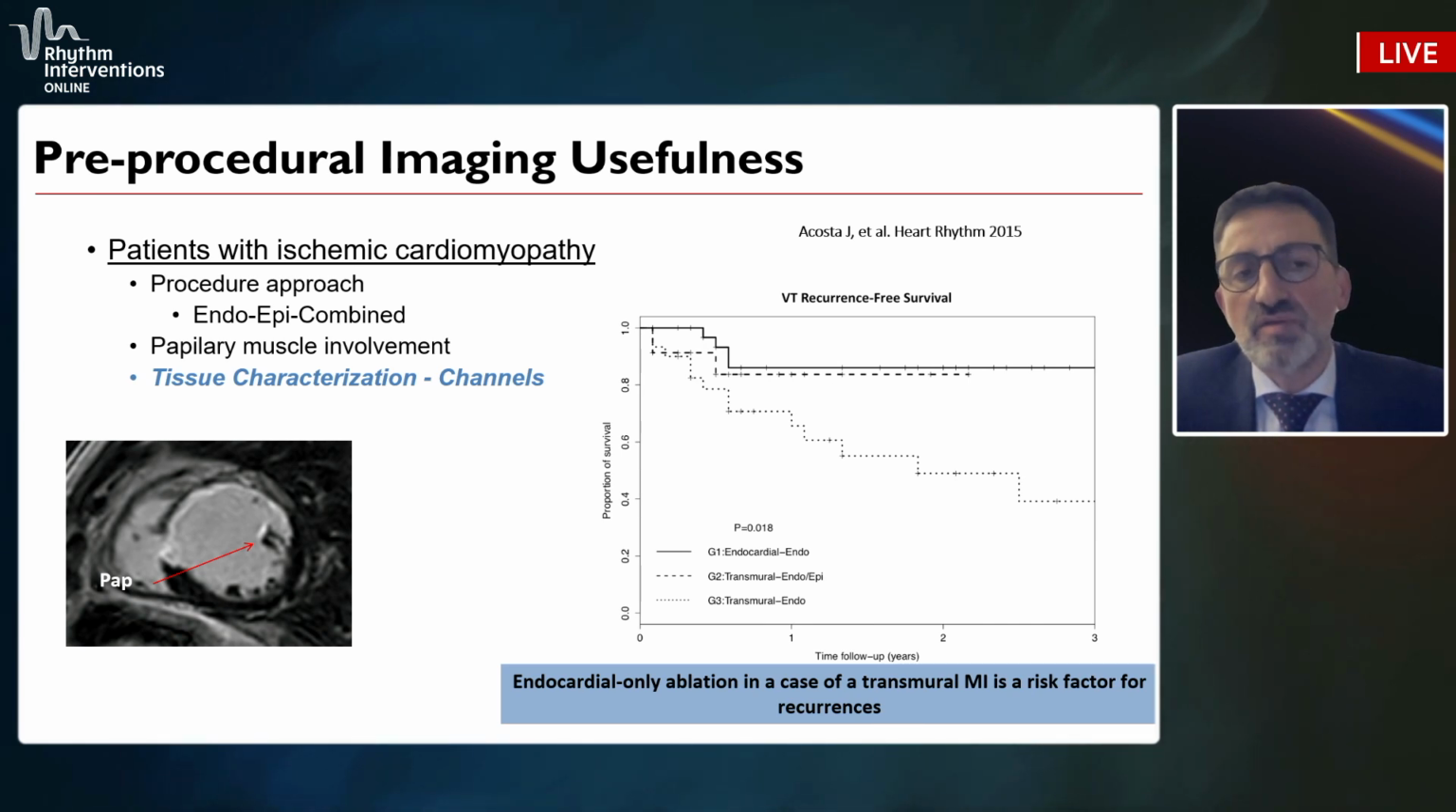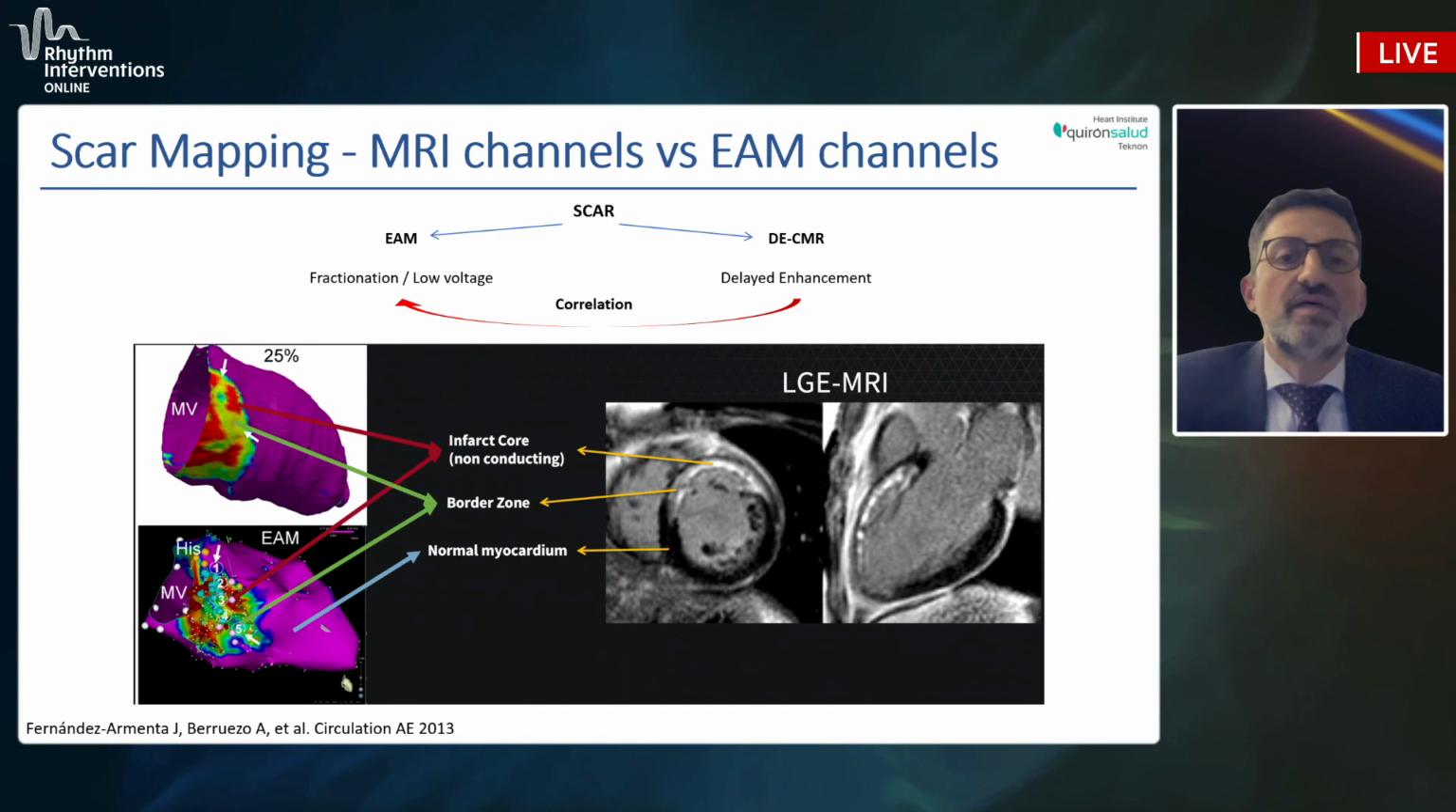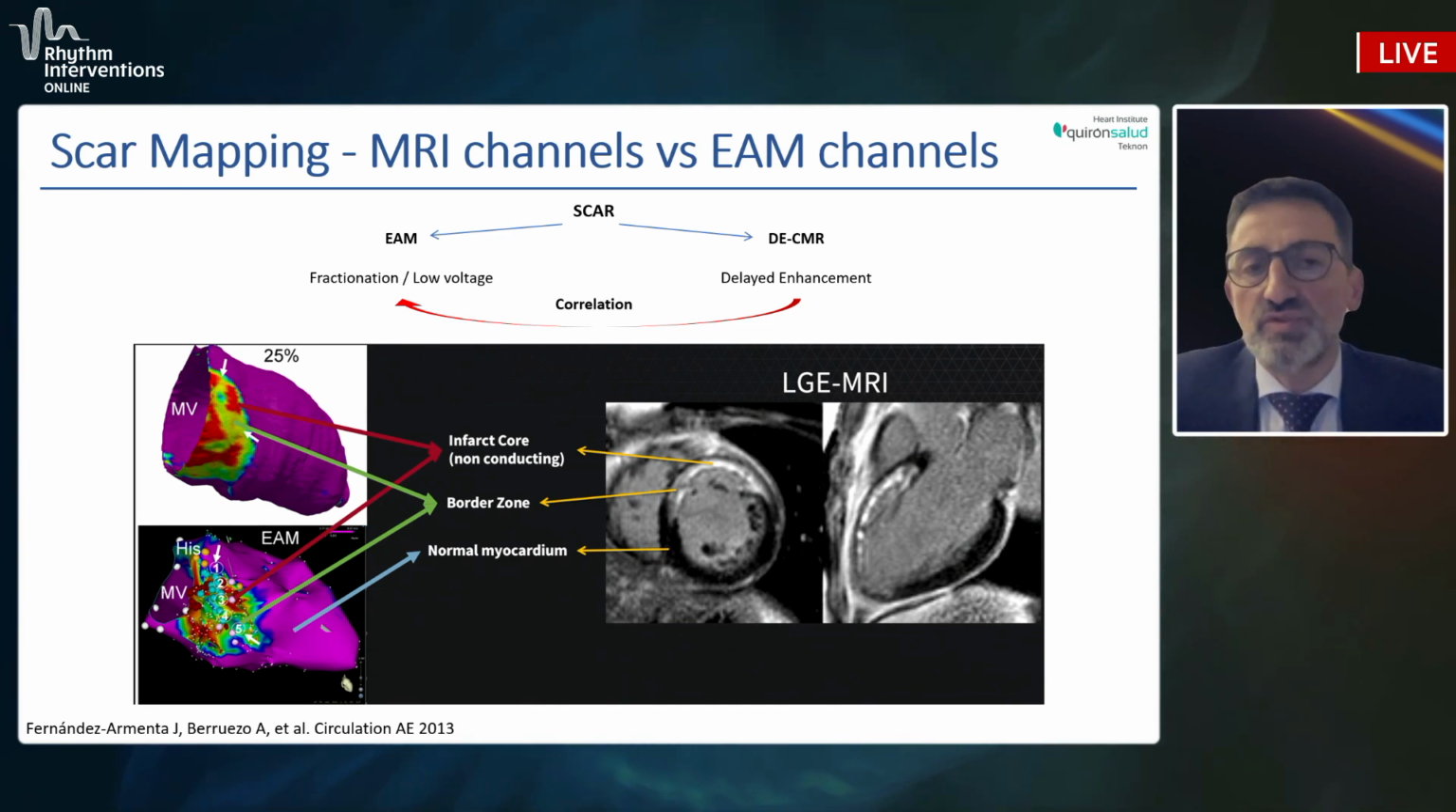MRI information can also give us a clue about some VTs that originate in papillary muscles, because they are frequently associated with a scar located there. But we can also have information on the distribution of the border zone tissue within the scar, which is the tissue that is creating channels and sustaining VTs.